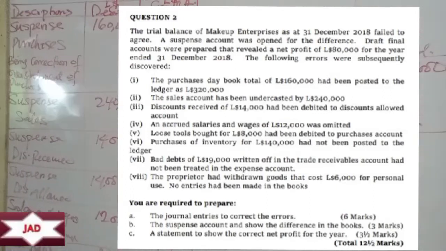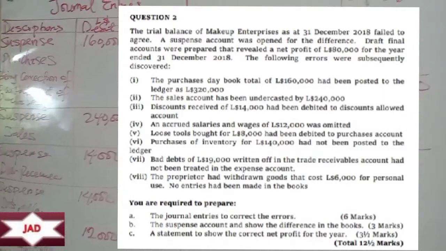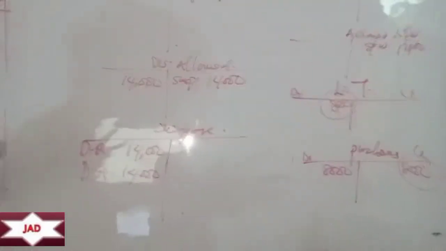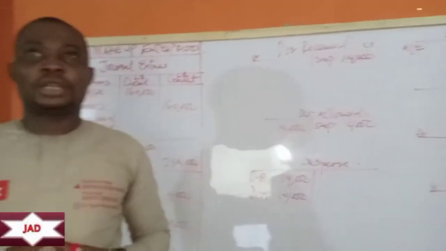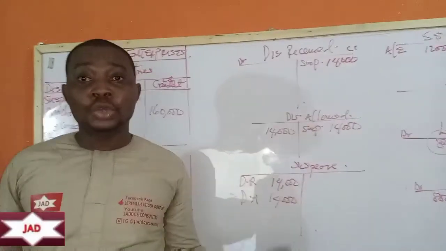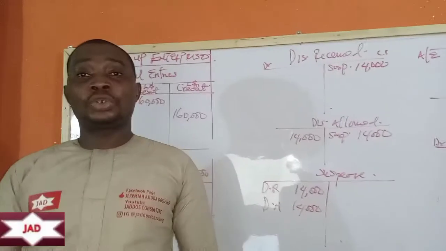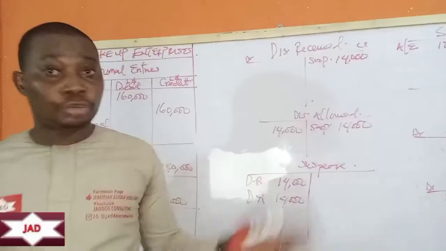So what's the next one there? Bad debt of $19,000 written off in the trade receivable account had not been treated in the expense account. What is bad debt? Bad debt represents debt that cannot be recovered. Someone is owing you 10,000 naira, paid you 8,000, the remaining 2,000 you follow, chase, and then you couldn't get. Okay, fine, let's forget it. That's bad debt. It means that you could not recover that debt.